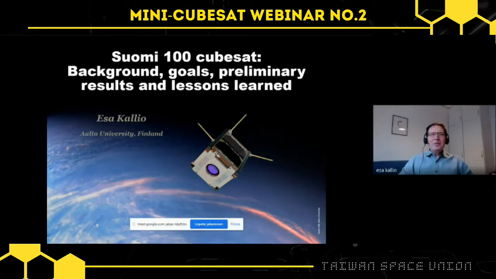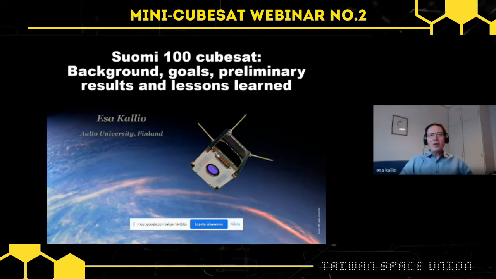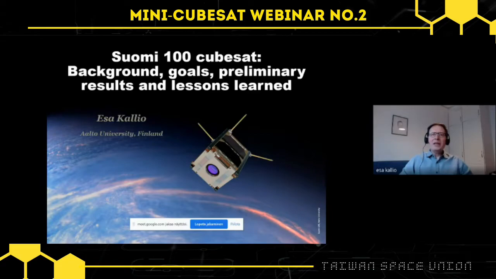Thank you, first of all, for the possibility to give a presentation in your seminar. My name is Esa Kallio, and I'm going to tell about our Suomi cubesat project. Briefly about the background, why we made it, and also how we made it, what the goals are. Actually, we have quite many goals. And what we are now doing and what we have done during the last 2 years that we have been in space, and something about preliminary results and something we have learned during this project.